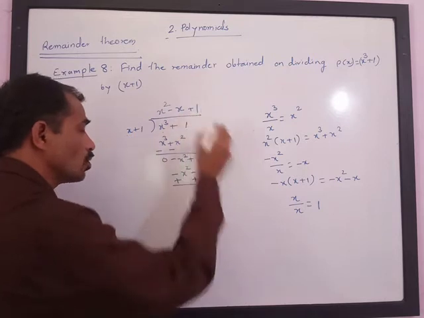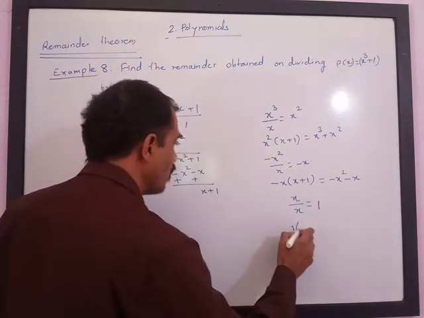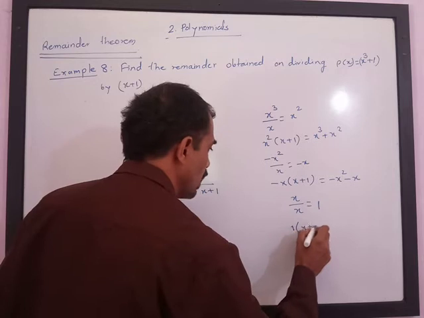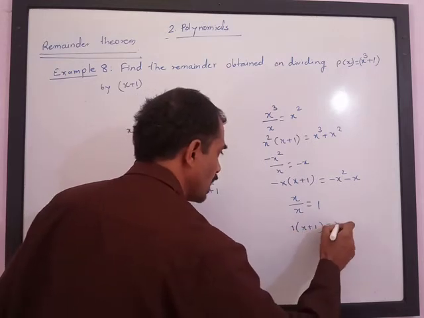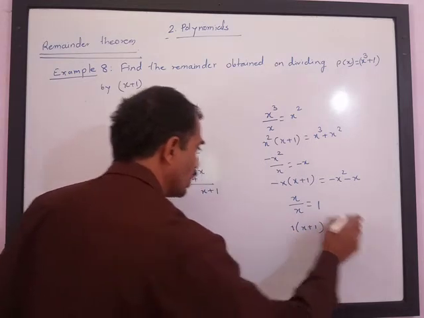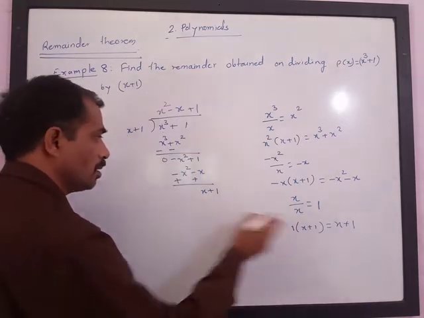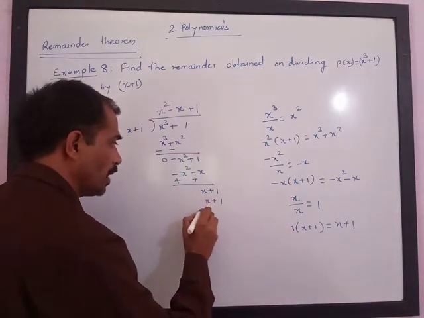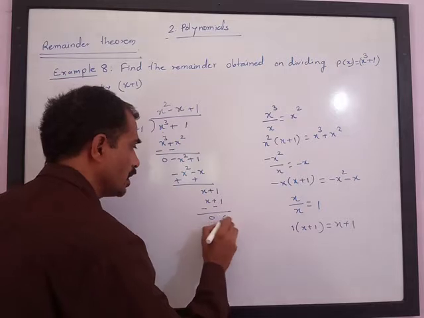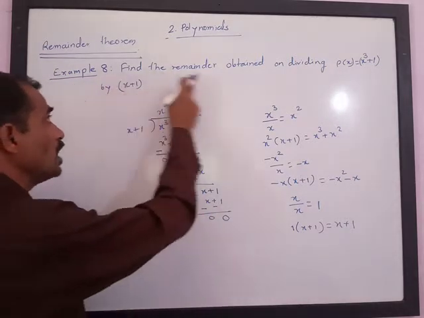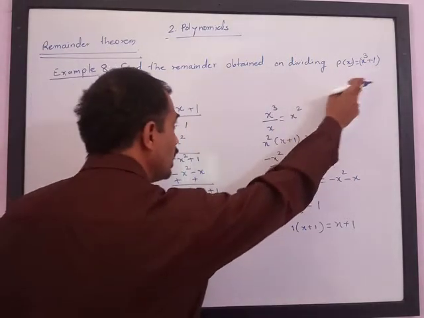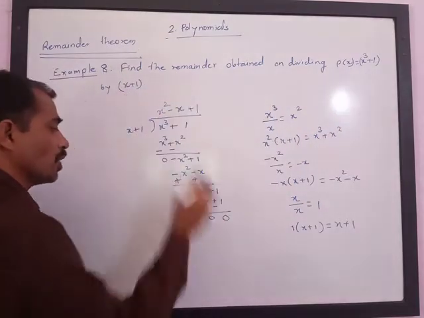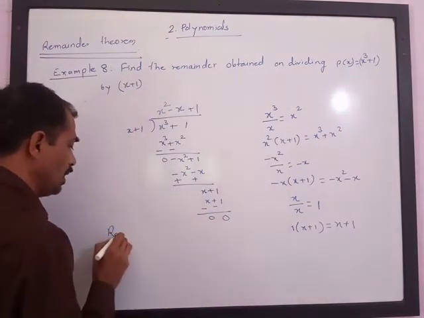Now divide first term by first term, x divided by x, answer is 1, this is the quotient. So we will get 1 as the quotient, multiply 1 by the divisor x plus 1. We will get 1 into x is x, 1 into 1 is 1. So x plus 1, subtract, remainder is 0. So the question was find the remainder obtained on dividing x cube plus 1 by x plus 1. So remainder is 0.